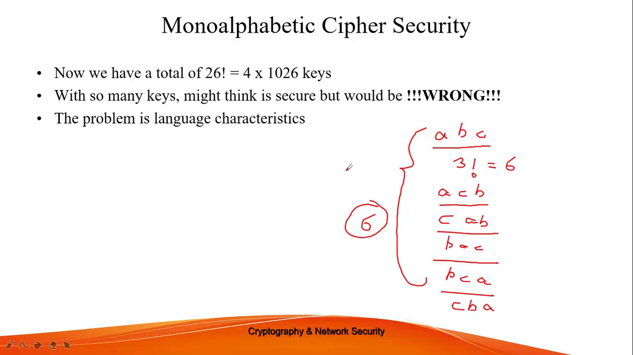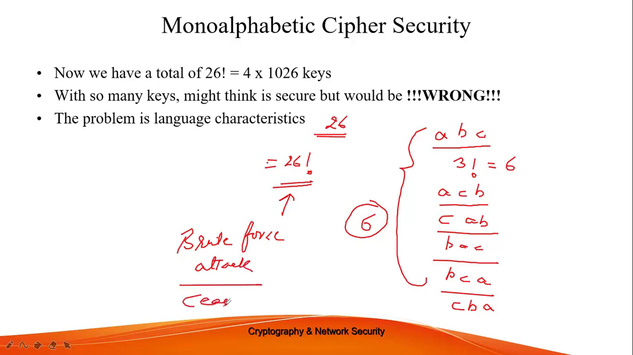Similarly, if my key is of 26 letters, the number of combinations becomes 26 factorial, right? So it is quite difficult to apply a brute force attack in this particular case as compared to our Caesar cipher.